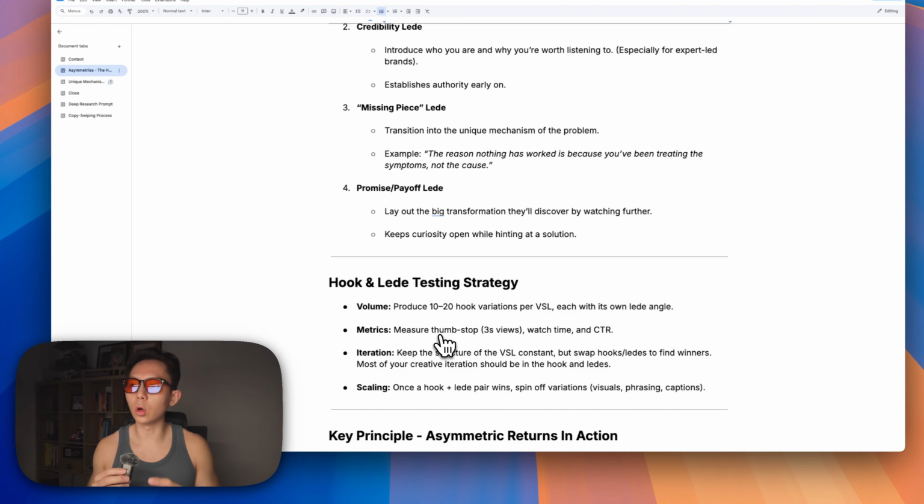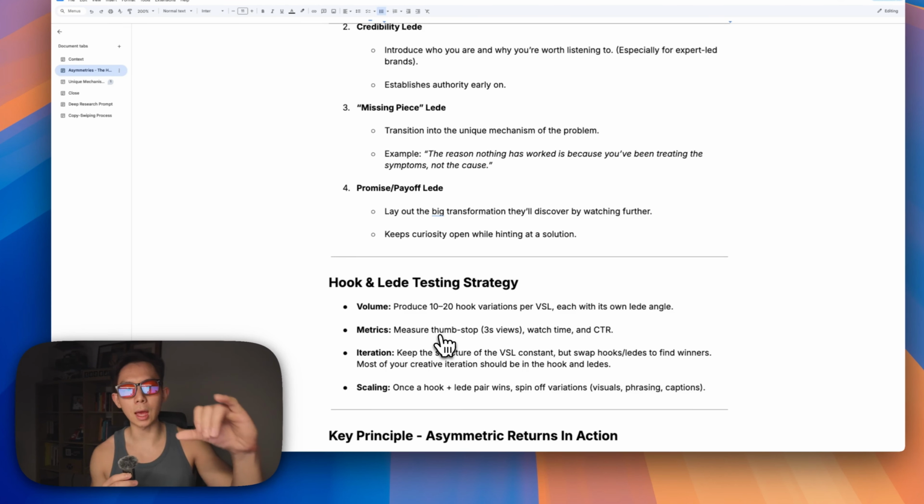Now, a bird's eye view on the hook and lead testing strategy. You want to produce 10 to 20 hook variations per VSL, each with its own lead angle. You want to measure thumb stop, 3-second views, watch time, and click-through rate. If you want to test even faster without having to invest in actually editing the videos, what I've tried before is to run static ads, right? So you run static ads on the hooks only.